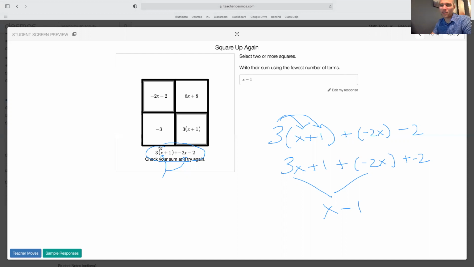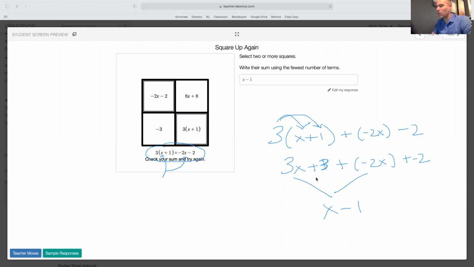Look, I didn't distribute properly. I did my 3 times x, which equals 3x. I didn't do my 3 times 1, which should have got me a 3 instead of a 1. I see students make that mistake all the time, and I guess teachers make it from time to time too. All right, so let's fix it. 3x plus 3, not 1.